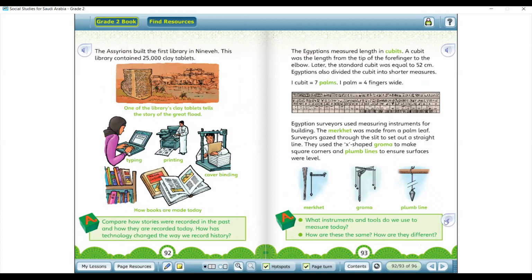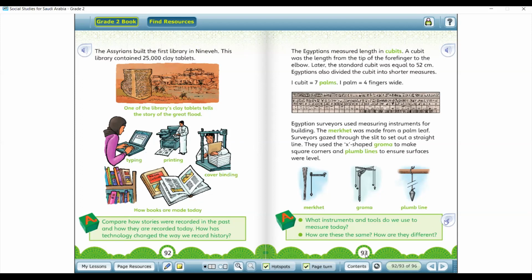Also, we need to read and continue on page 92 and 93. The Assyrians built the first library in Nineveh. This library contained 25,000 clay tablets. One of the library's clay tablets here tells the story of the Great Flood. Here we have many ways that we are printing these days. We're not even printing these days, but we are keeping everything as a soft copy because we are trying to divert from using paper in modern times.